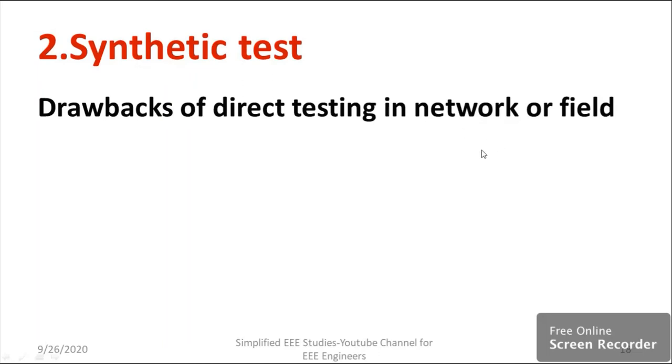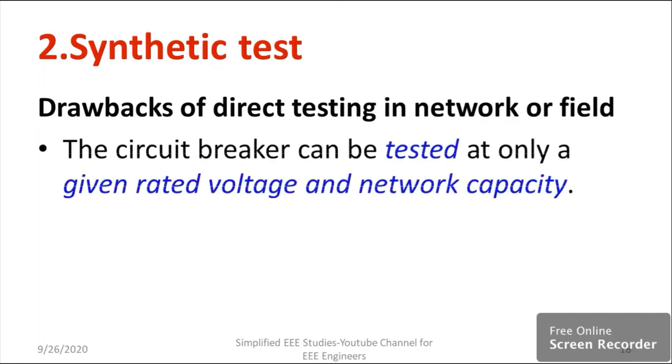What is the main drawback of direct testing in the network or field? As I mentioned a bit earlier, you are using your own network for testing your circuit breaker. If the network has a probability of occurrence of different faults, then that is well and good for the test object. Suppose you are using a network which doesn't have any fault condition or any other external condition, then we cannot test properly. That depends on which network you are going to use. That means the circuit breaker can be tested only at a given rated voltage in the network capacity. That's a limitation. That is why the use of this kind of test is very limited.